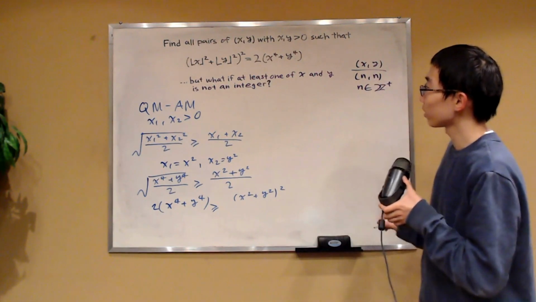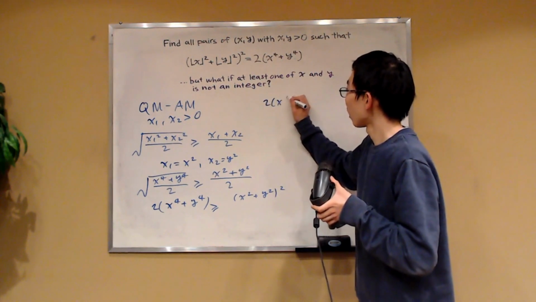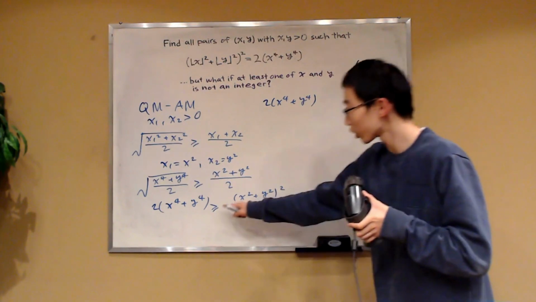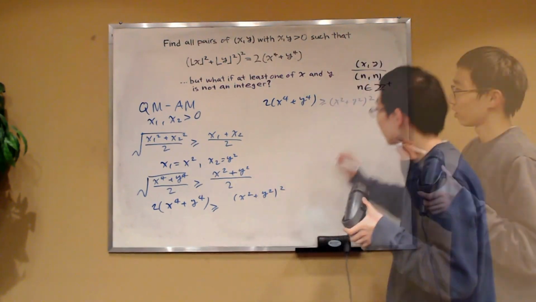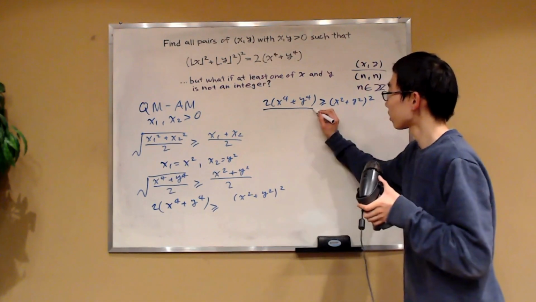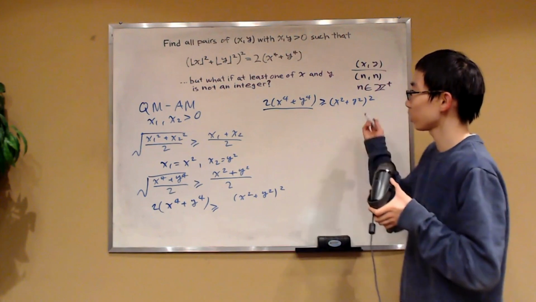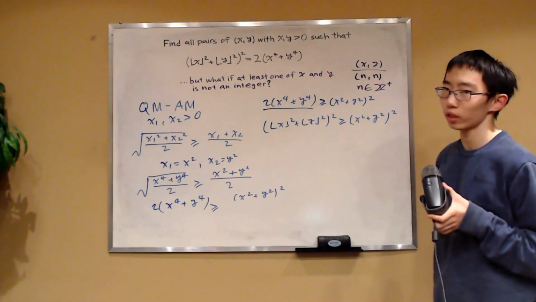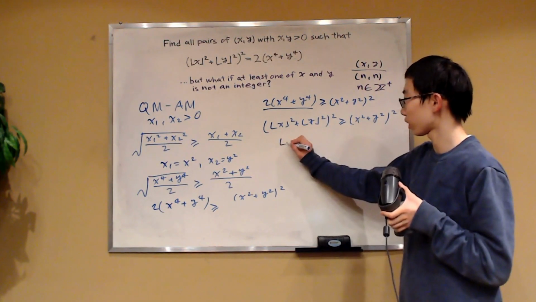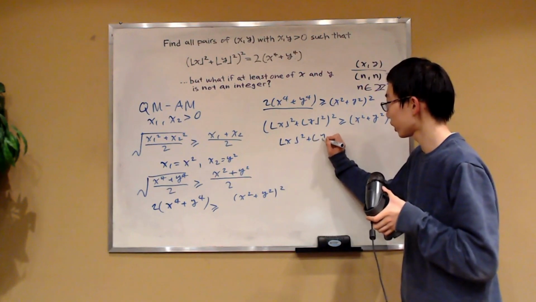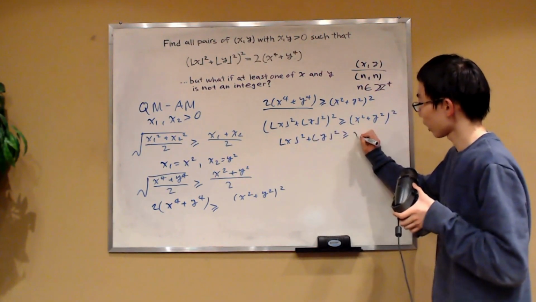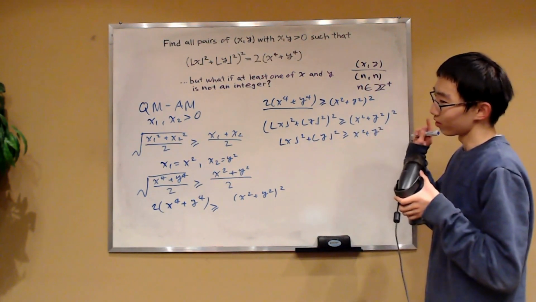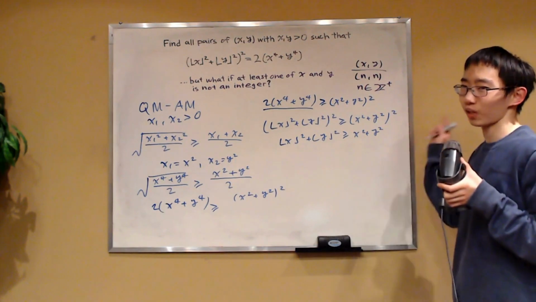Because now we can confidently say that this thing over here, by the QMAM inequality, it's not equal to, it's always greater or equal to this. Now notice that this over here is equal to this, right? So we can just make that substitution. And now because both sides are positive, we can take the square root, no problem. So we have floor of x squared plus floor of y squared is greater or equal to x squared plus y squared. Now, do you see what we have?